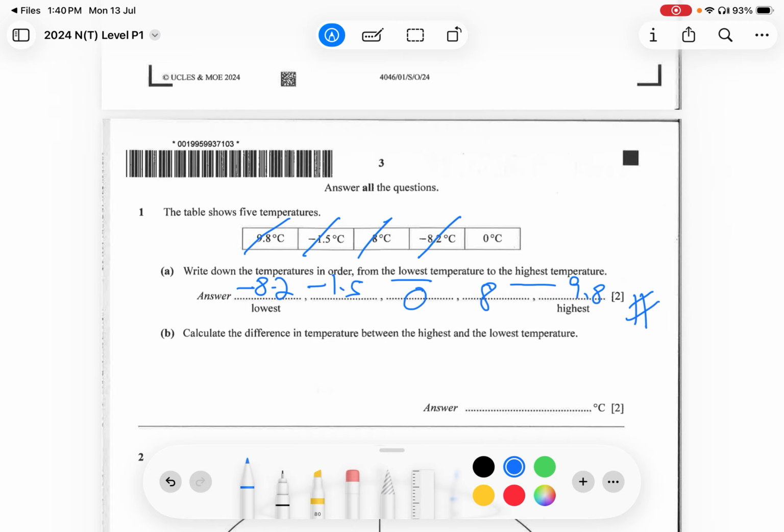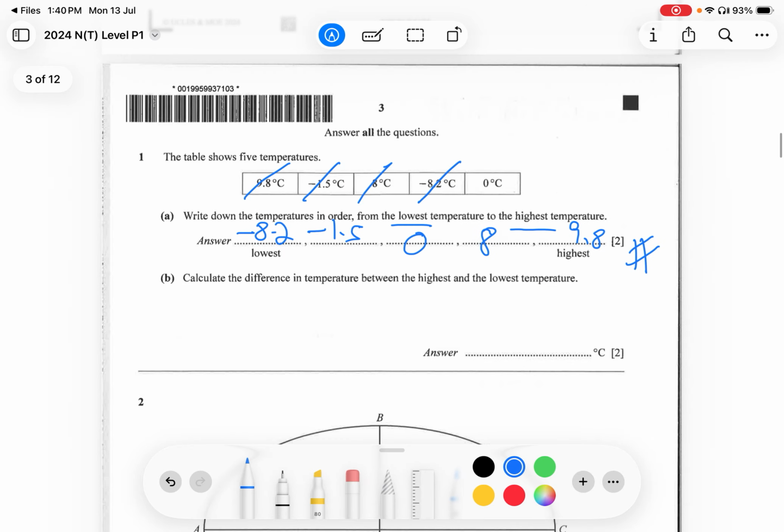Okay, for this. Then calculate the difference between the highest and the lowest. The highest and the lowest. The lowest is negative 8.2. I press this in the calculator. 18 degrees Celsius. That's the answer. Okay, for this one.